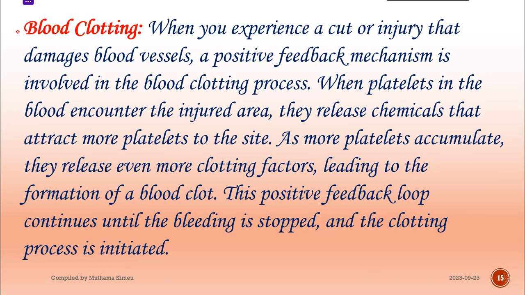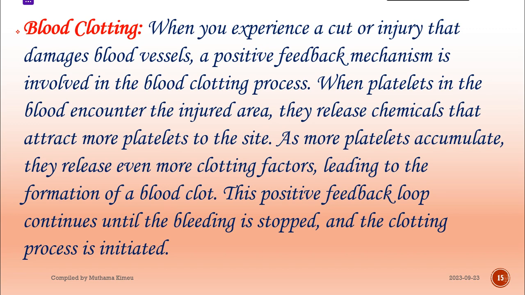Let's talk about the other example, that is blood clotting, and it takes place in case of a cut or an injury. And we say a positive feedback mechanism is involved in blood clotting. When platelets in the body encounter the injured area, they release chemicals that attract more platelets to the site. As more platelets accumulate, they release even more clotting factors, leading to the formation of a blood clot.